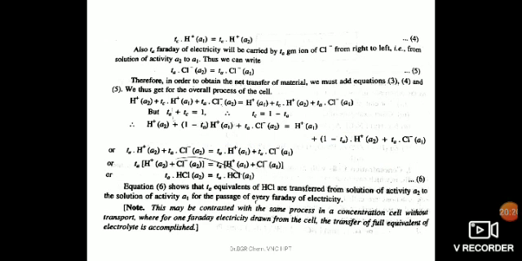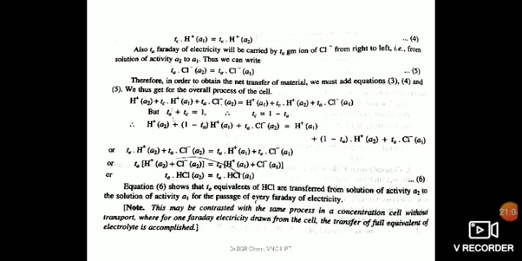Also, Ta Faraday of electricity will be carried by Ta gram ion of Cl minus from right to left, that is from the solution of activity A2 to A1. Thus, we can write Ta into Cl minus A2 giving rise to Ta into Cl minus A1. Call that equation 5. Therefore, in order to obtain the net transfer of material, we must add equations 3, 4 and 5. We thus get the overall process of the cell. Equation 3 is for oxidation and reduction, and equations 4 and 5 are for the transport numbers of cation and anion.